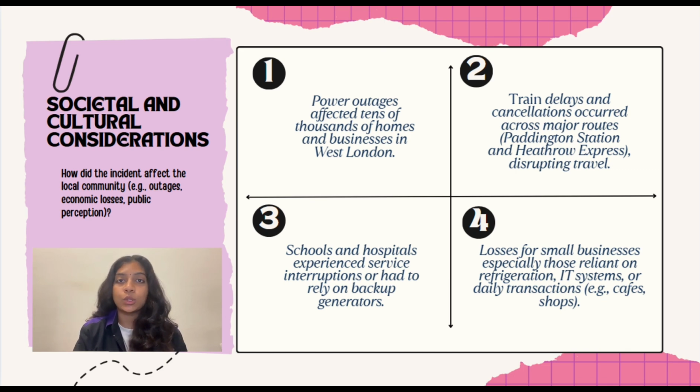Over 38,000 customers lost electricity, affecting homes, businesses, and public transport systems. Train services at Paddington Station were disrupted, leading to delays that stranded thousands of commuters. Many small businesses suffered economic losses due to downtime, especially those reliant on electricity for daily operations. Some hospitals and schools had to rely on backup power, adding further stress. Understandably, public confidence in the reliability of infrastructure was shaken, especially in a developed urban area like London.